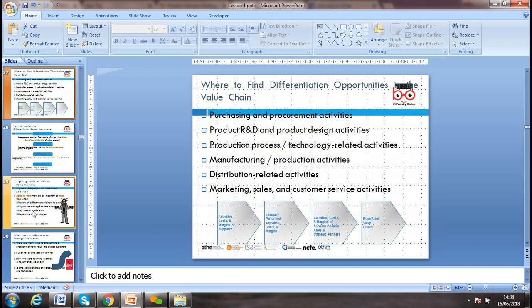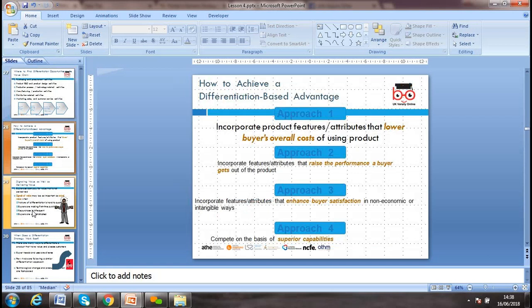So where can we find differentiation opportunities? We can look around the activities, cost and margin. We can look at internal performance. We can look at the activities, the cost and the margin of the forward channel of distribution. We can look at the buyer and the user value chain. All this will create a competitive advantage. So approach one: incorporate product and feature attributes that lower the buyer's overall cost.